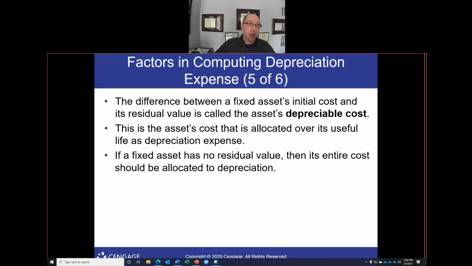Here we go. Depreciation. The difference between a fixed asset's initial cost and its residual value is called the asset's depreciable cost. In other words, that's the amount I can depreciate over time. So, depreciable cost equals initial cost minus residual value. That's how much I can depreciate over time, and we allocate this cost over the useful life of the asset. If a fixed asset has no residual value, the entire amount of the initial cost of the asset should be allocated to depreciation.